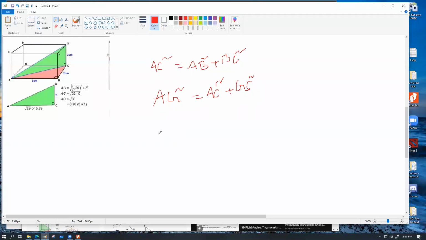Now, if I replace the AC square over here, I might as well write that AG squared equals AB square plus BC square plus GC square.